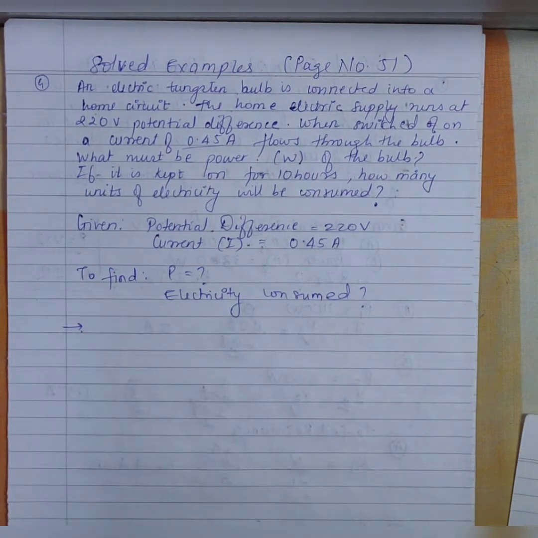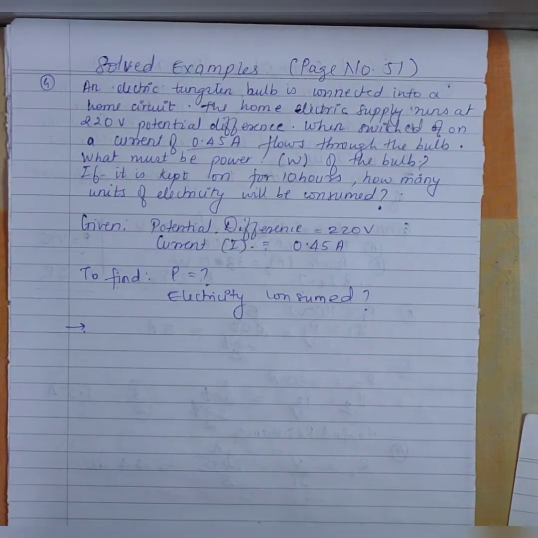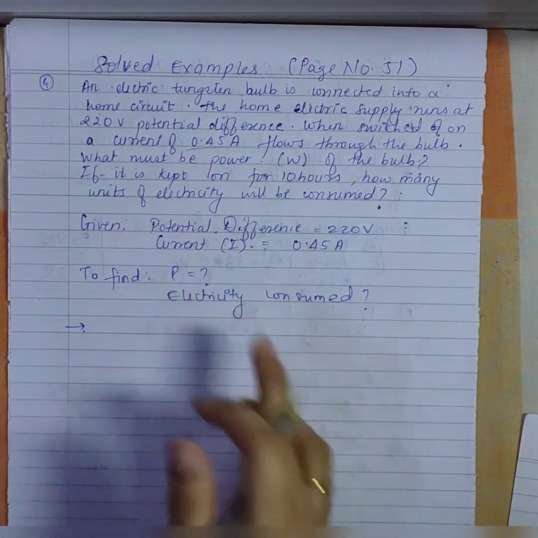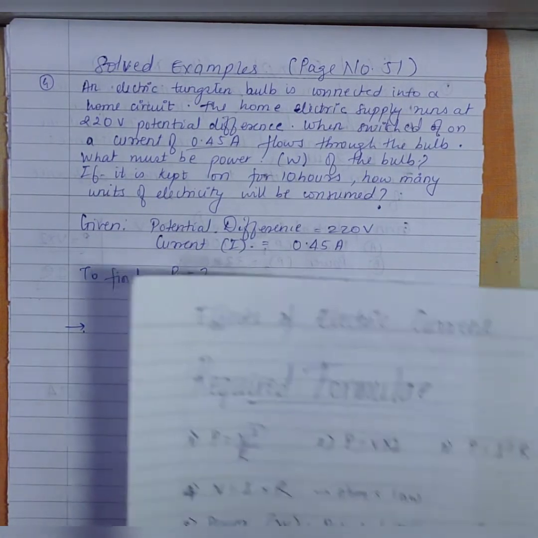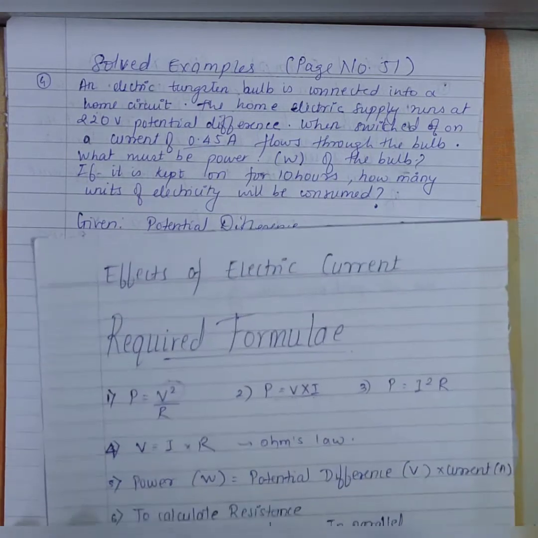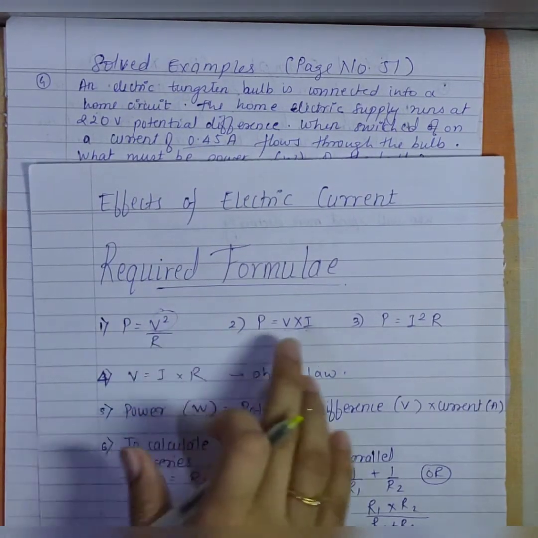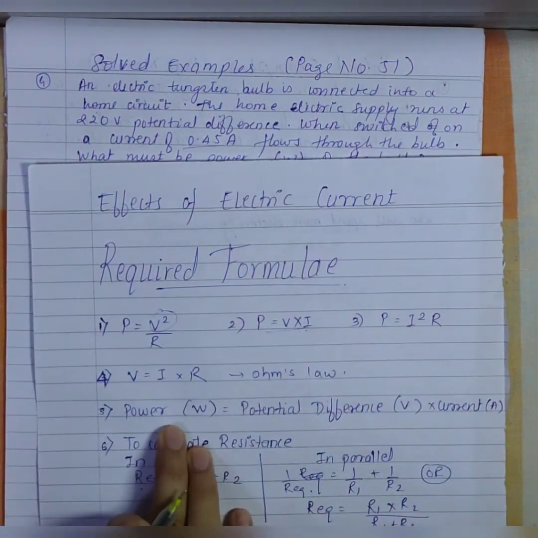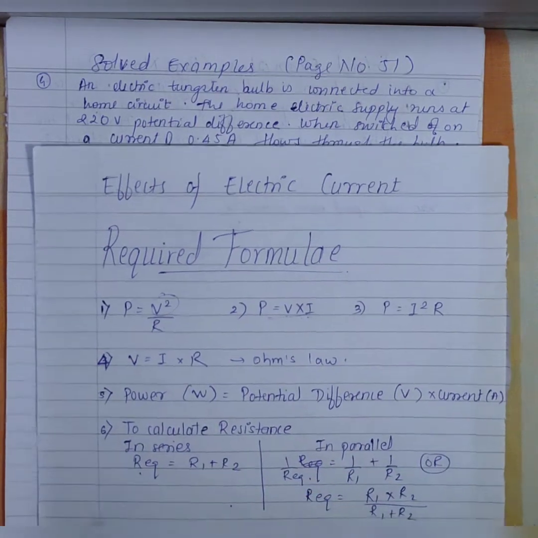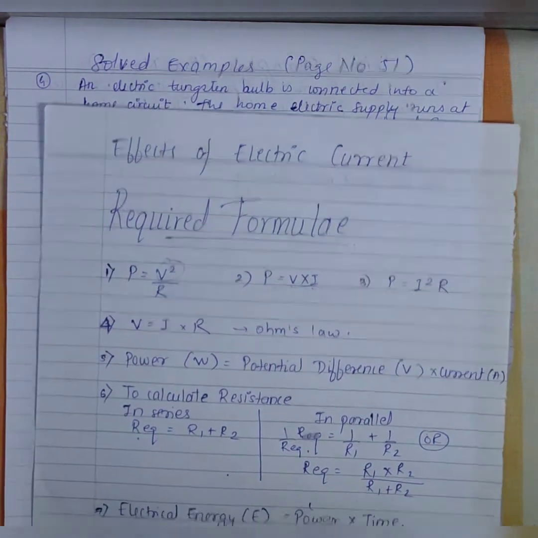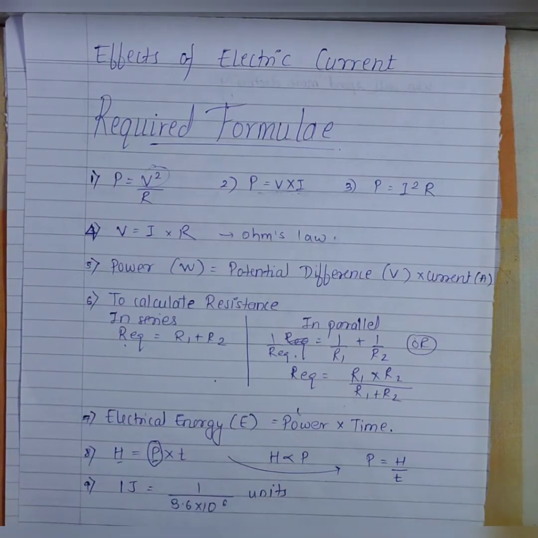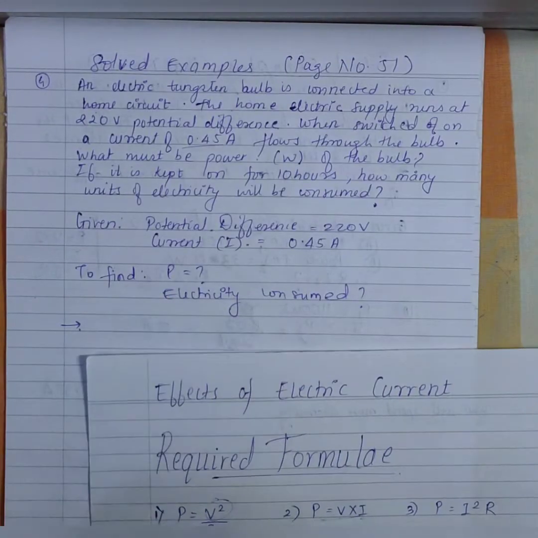So which formula is to be used? I have to calculate P. You know there are many formulas to calculate your power: V square by R, V into I square by R. You can also use potential difference into current, as I have told you already. So what have they given me?